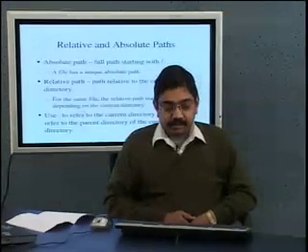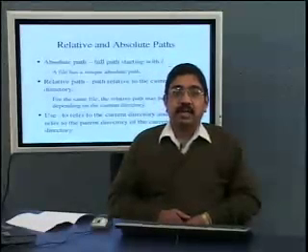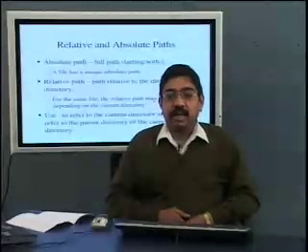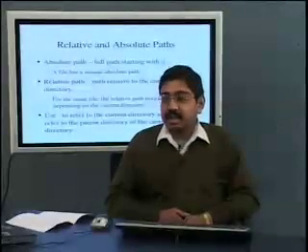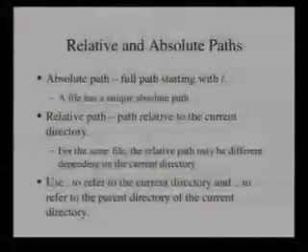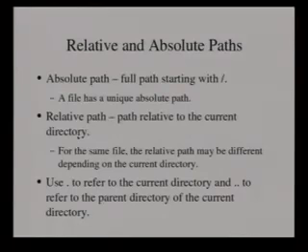And therefore, it's useful to be able to refer to files not just with reference to its entire path starting from the root directory, but also it is convenient to refer to files by their relative path starting from the current directory. So an absolute path is unique to a file, and it is the full path starting with slash, whereas the relative path is the path for the file relative to the current directory, and this will change depending on what the user's current directory at that particular moment happens to be. So for the same file, the relative path may be different depending on the current directory.